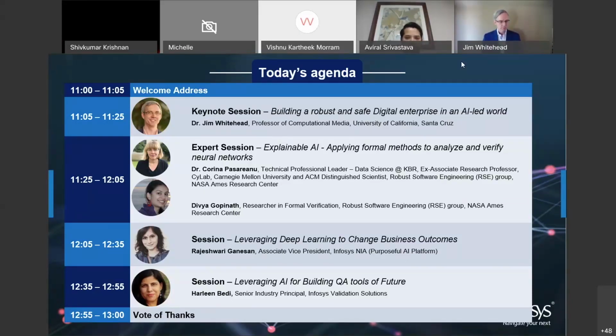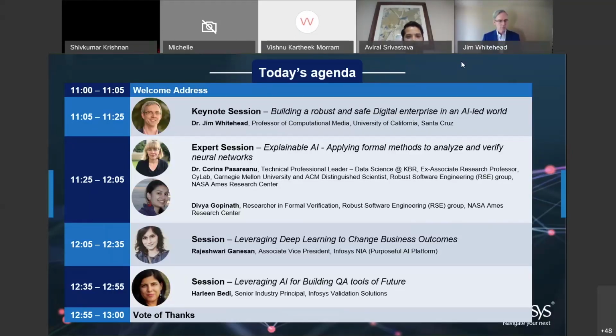Next, we have a session on how deep learning solutions are being leveraged to change business outcomes. We have Raji Ganesan, who is AVP at Infosys NIA division. She'll be sharing her experience on the implementation of deep learning solutions and QA challenges faced during these implementations.